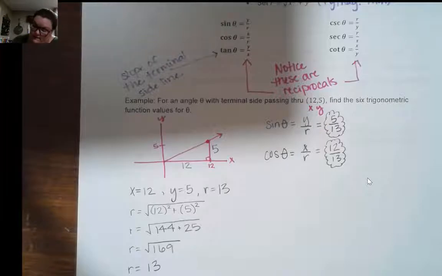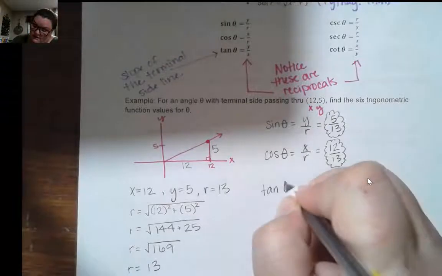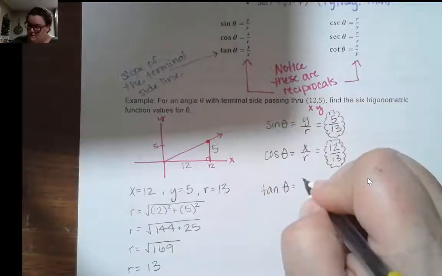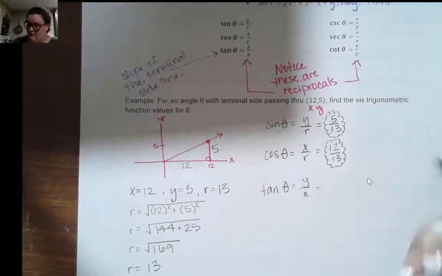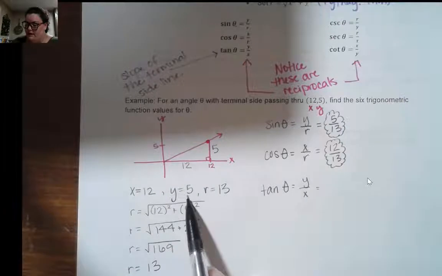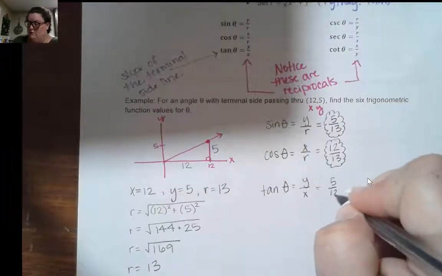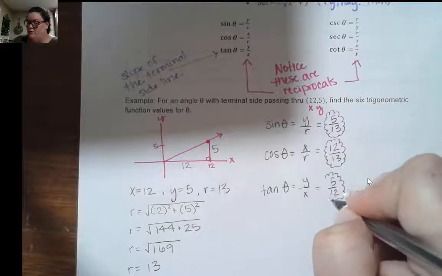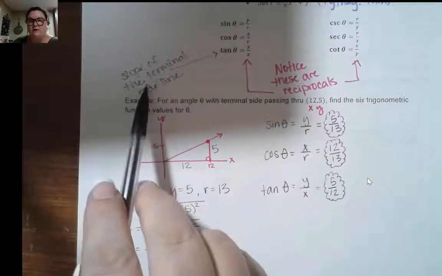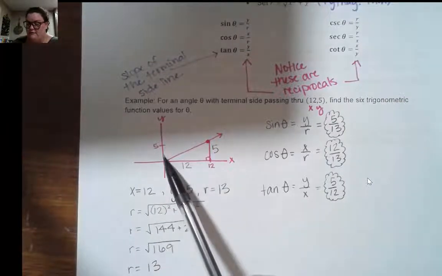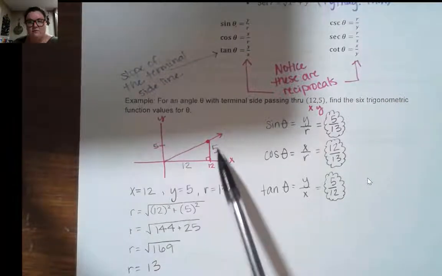All right, and then we have tangent theta. Tangent is y over x. So our y value is 5, our x value is 12, which also gives us the slope. Remember our little side note here? That actually gives us the slope of this line, because notice we're rising 5 and we're running 12.